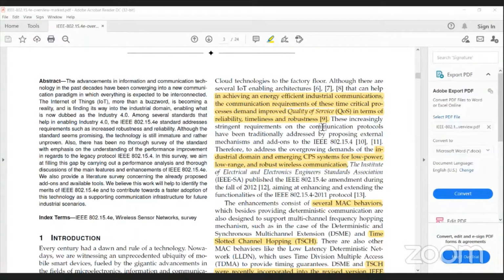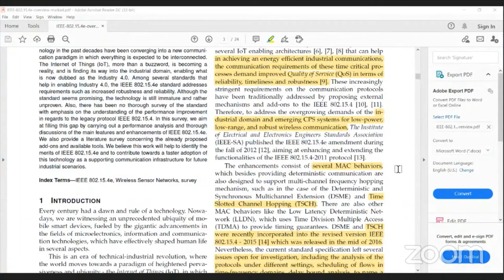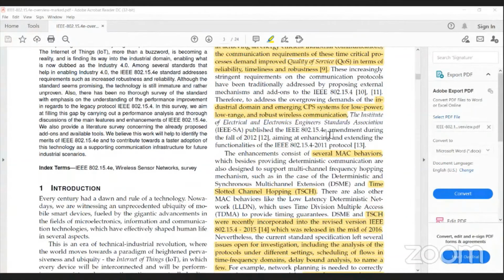Now here, overall 15.4e tries to achieve very energy efficient communication, particularly in the industrial environment. So it will give you some sort of quality of service in terms of reliability, timeliness, and robustness. And the world is moving towards IIoT, isn't it? The industrial Internet of Things. Here, the industrial domain and the emerging CPS systems for low power, low range, robust wireless communication has actually prompted the growth of 15.4e.